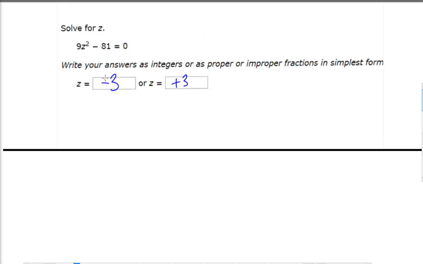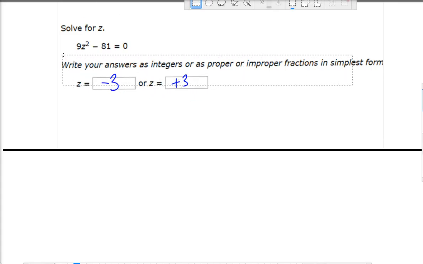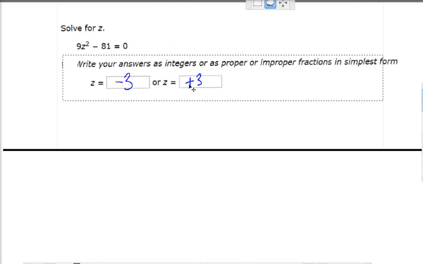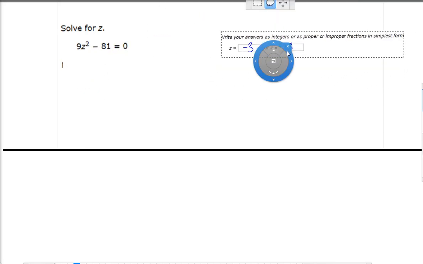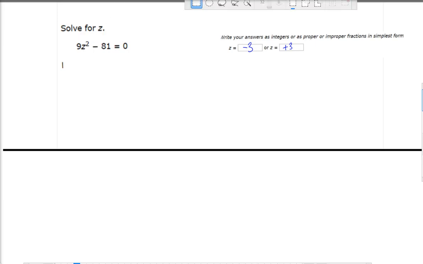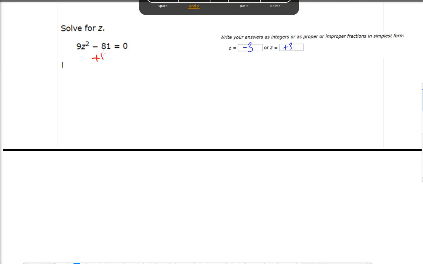All right, question number 4. You guys had the following. Let me move this out of the way. The reason why it's -3 and 3, let's solve for z. The first thing we're going to get rid of is this 81, because we're just solving for z. So let's add 81 on the left and 81 on the right-hand side of the equation.